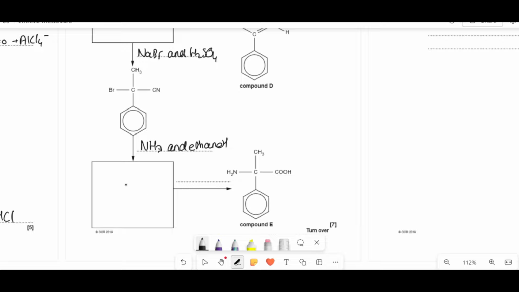So then when we've done that, you've got the same thing, but now you've swapped the Br for an NH2. So then it's going to be an H2N here, and then a CN still there, CH3. Now you've gone from a CN to a carboxylic acid. The way you go down that route is by using acid and water. So you would have H2O and HCl. Now with these, you can swap the steps around whichever way you want to go.